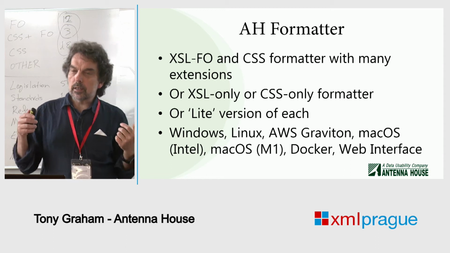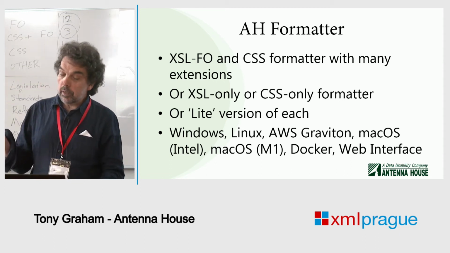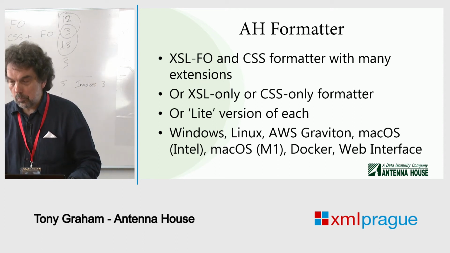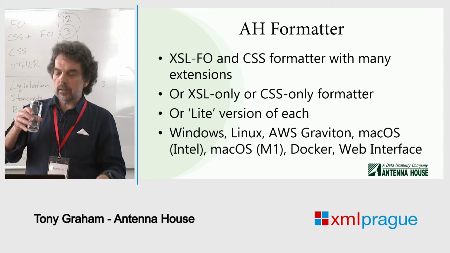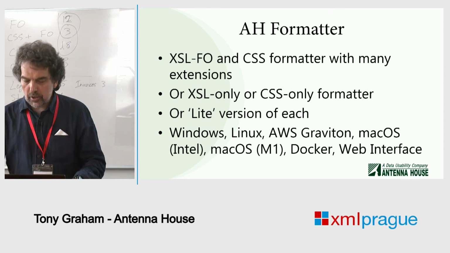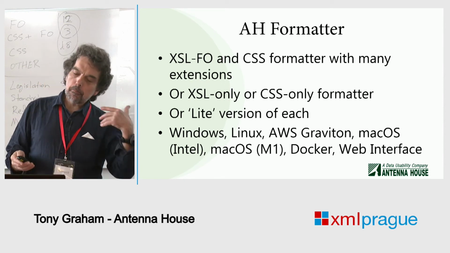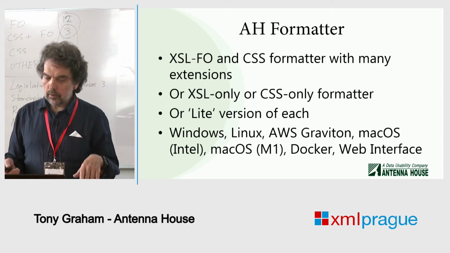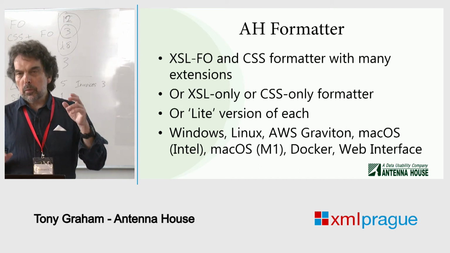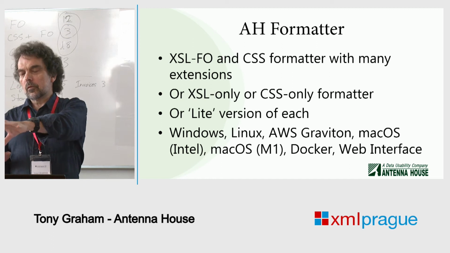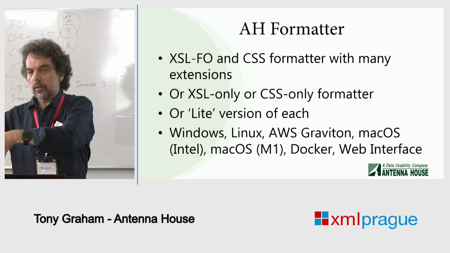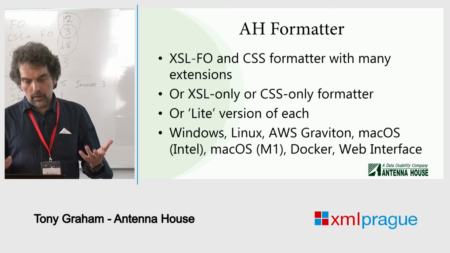So AH Formatter, as I said, is an XSL-FO and CSS formatter with many extensions. You can buy the whole product, which does both. You can buy a product just for formatting XSL-FO or CSS. There's the cheaper light version, which has reduced functionality. It runs on a variety of operating systems. As a Docker image, if you're using Docker, there's a web interface, so you can have one formatter running on a server and use the client to send your source and graphics to the server and get back your PDFs or other format.